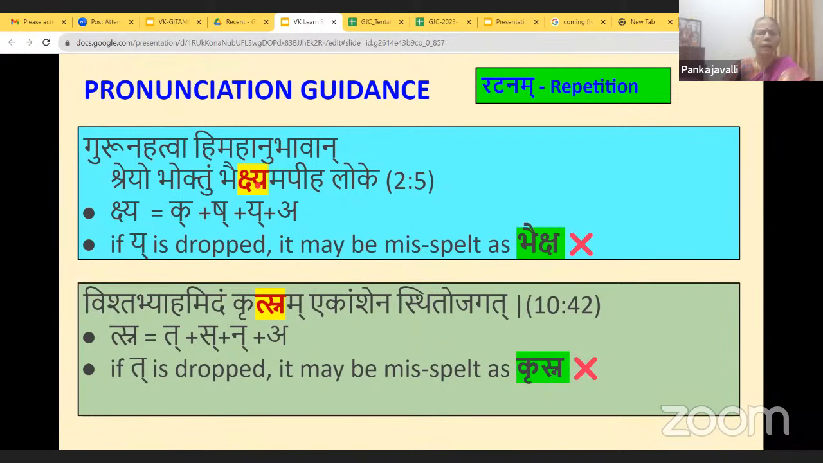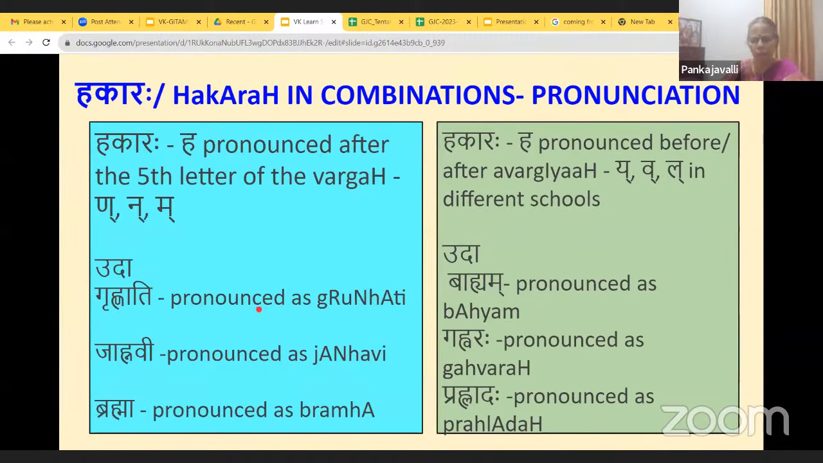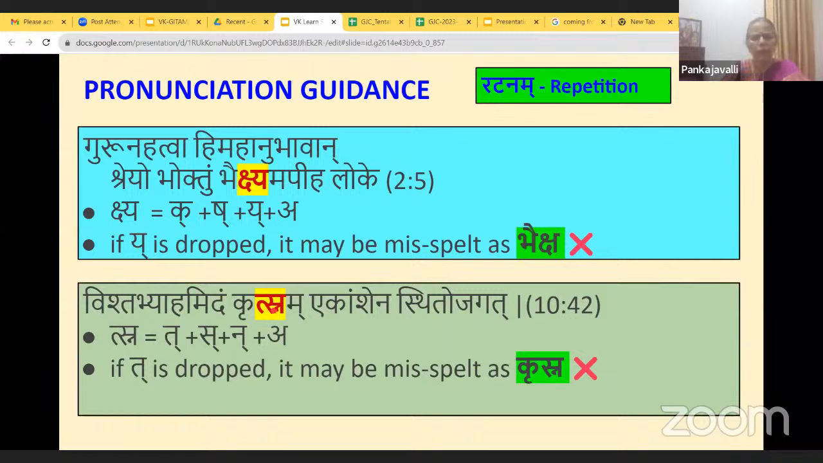Similarly, vishtabhya aham idam. Actually, it must be vishtabhya. Krishnam is ka plus r plus sh plus na plus am. If you drop one consonant, it becomes wrong. So you must know that if there are three consonants, all of them should be given importance and recited. You cannot just leave one and go. This is the significance. I'm not going to repeat this because you slowly pick it up.